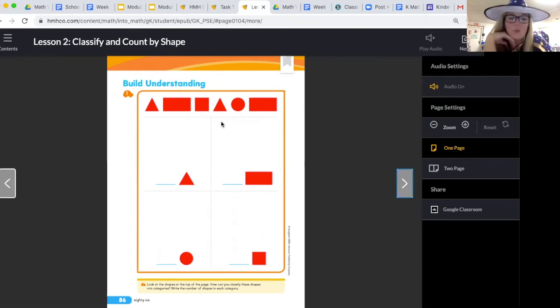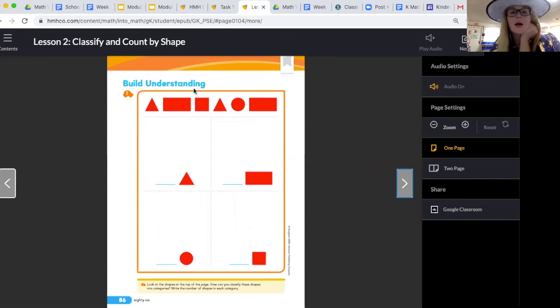Categories? We're just classifying them into shapes. That is their category. Their category is triangles, rectangles, circles, squares. Those are their categories. It's a big word. Write the number of shapes in each category. So, how many do you have? Here we go, triangles. How many triangles? Can you count them for me? Count them. How many did you count?